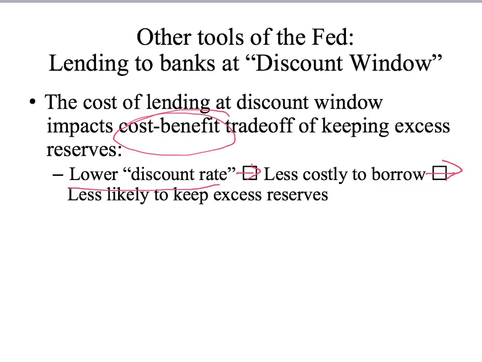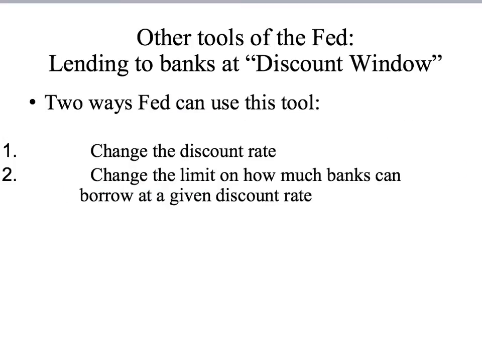So there are two ways that the Fed can use this tool. They can either change the discount rate, or they can change the limit on how much banks can borrow at a given discount rate. For example, during the crisis, they brought the discount rate almost down to zero, and due to the amazing disaster of the financial system at the time, it really didn't even help that much. So this is a limited tool, but under normal circumstances, it would have an impact.